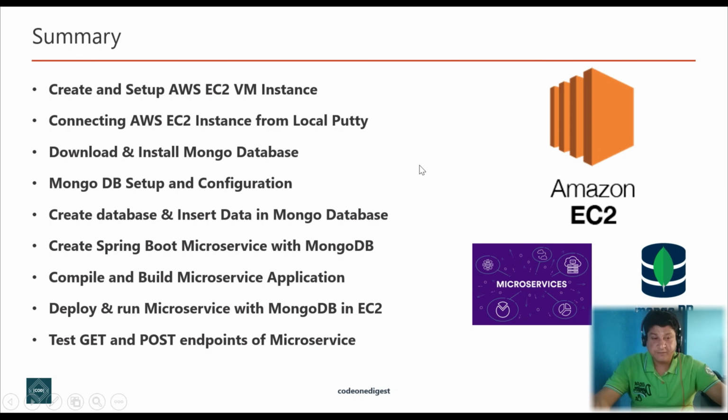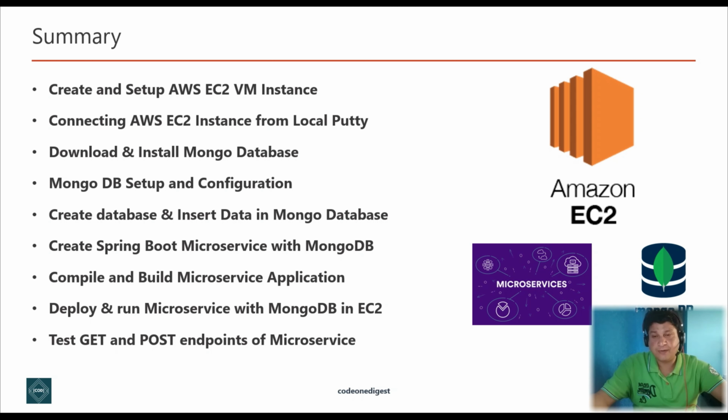Okay, friends, so let me summarize what we learned in this video today. Okay, so we created an EC2 instance from scratch. Then I showed you how you can connect to the EC2 instance from your local PuTTY using a secret key-value pair. Then we installed MongoDB into the EC2 instance. We configured MongoDB so that we can connect to it from outside. We created firewall rules. We updated the mongodb.conf file and so on so that we can connect to it remotely as well.